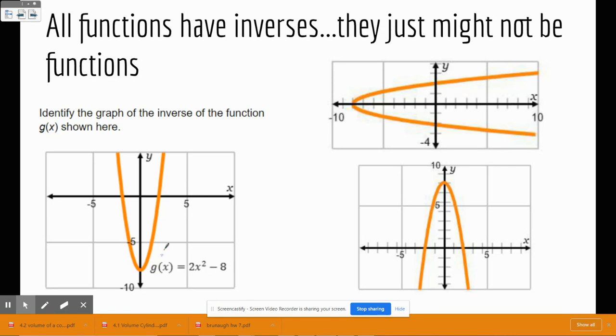So here is a graph of 2x squared minus 8. Which one of these would be the inverse? Well, how can you find the inverse? You switch the points. So you don't know exactly where this is, except I kind of do because of the equation here.